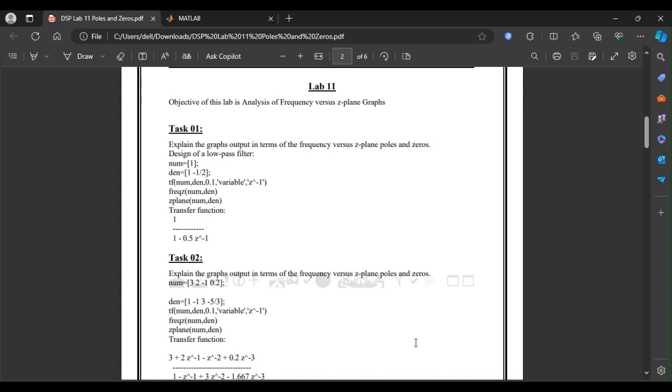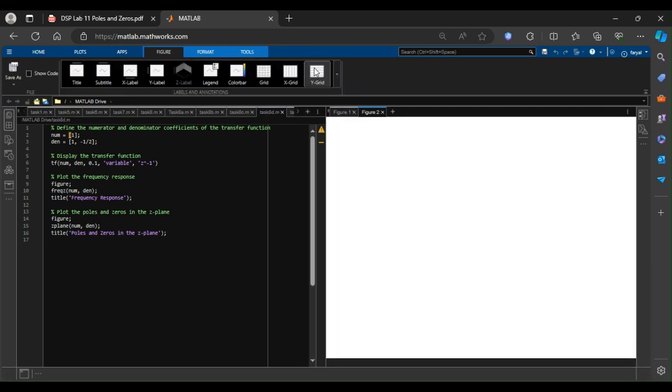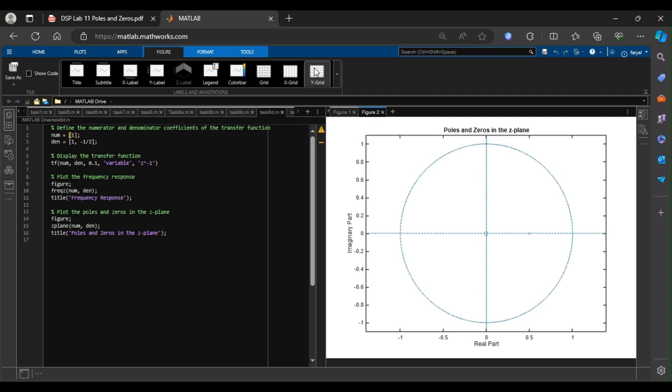Moving towards task 1 of today's lab: explain the graph output in terms of frequency versus z-plane, poles and zeros. Here they have given us the code, and you just need to determine whether it's stable or not. In this graph, we basically plot the zeros and poles. As we can see, there is a zero at 0.5 and no pole. The frequency response plot is generated by the frequency z.